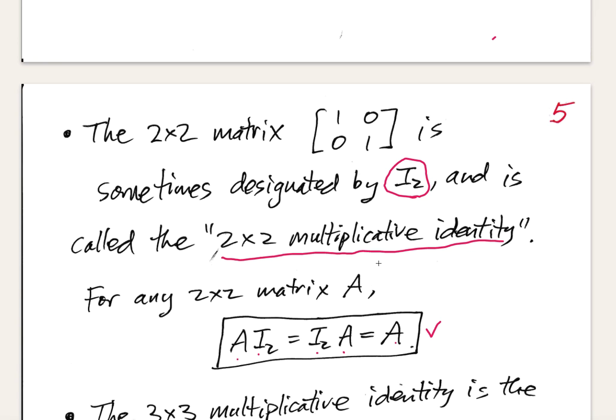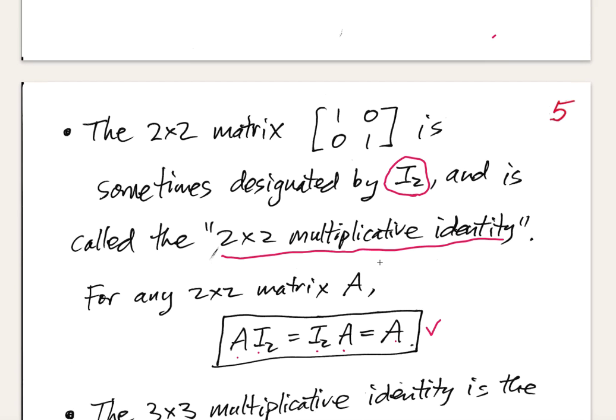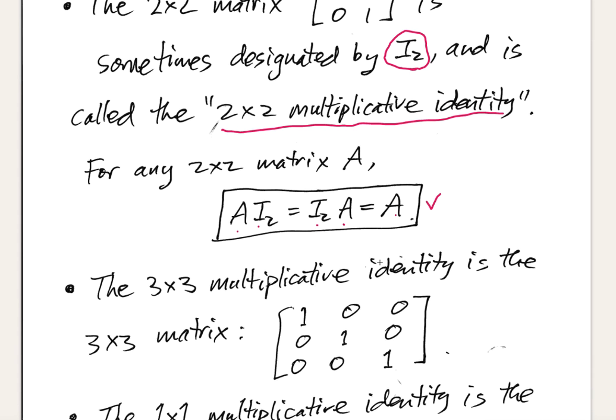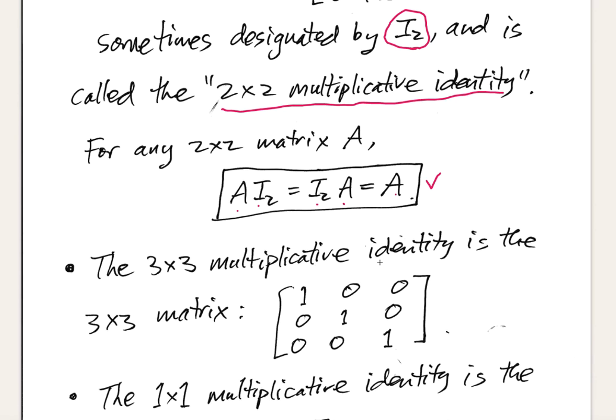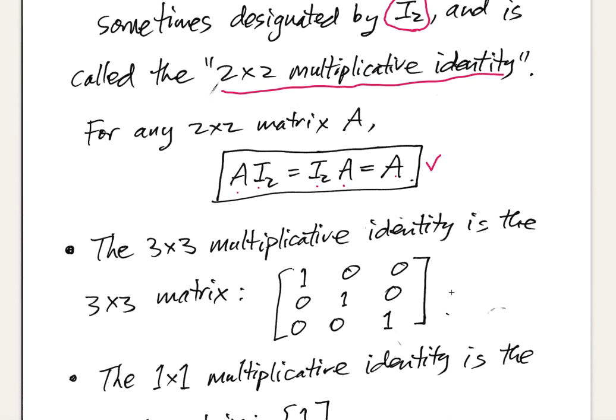What does it look like? Okay, I'm about to show you. Give it a second. Yeah, it's 1, 0, 0, 0, 1, 0, 0, 0, 1. This is the 3 by 3 multiplicative identity.